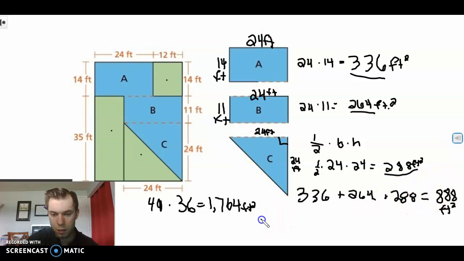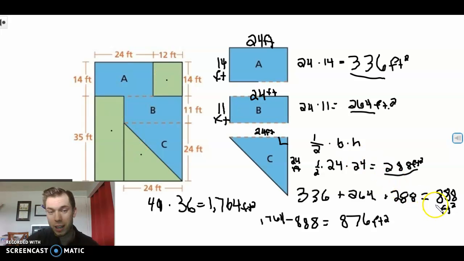So you would take the total area and now subtract the partial area, or the area of the non-green space. So you have 1,764 minus 888, which gets you a total of 876 feet squared. Okay. So if you look here, there's 876 feet squared of green space and 888 feet squared of non-green space.